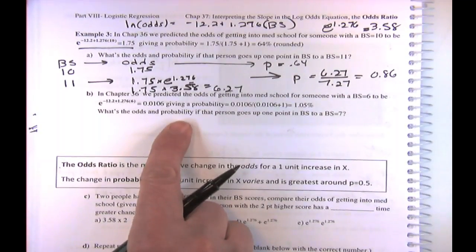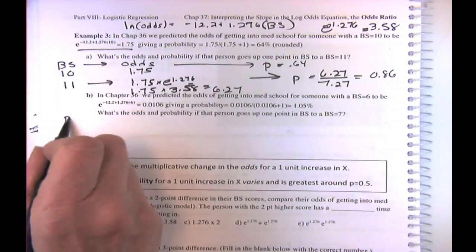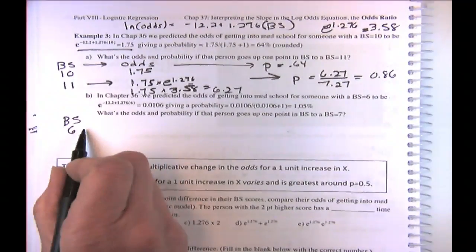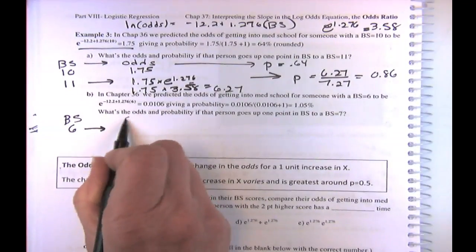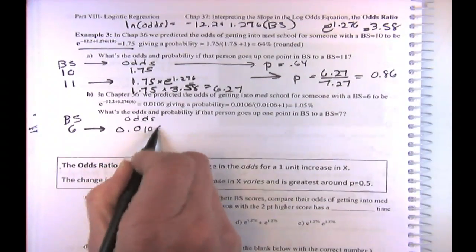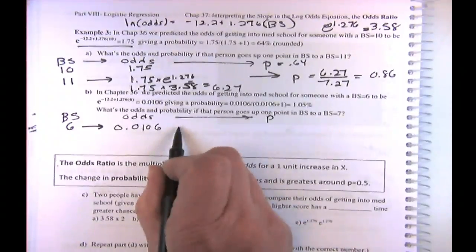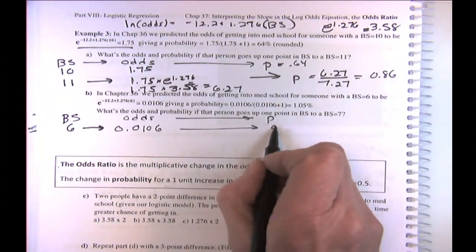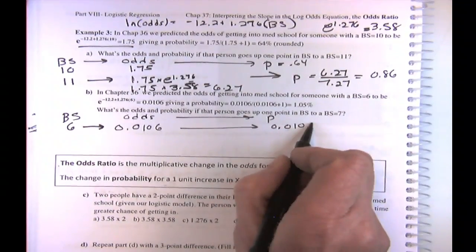This is going to be exactly the same thing, right? Do you want me to do this one too? Yes or no? For 6? I mean, I'm just doing the same thing. So you have the BS is 6, and you get this odds here. We just did it on the previous page, and then we got the probability. It was right here, 0.0105. Remember we got that?